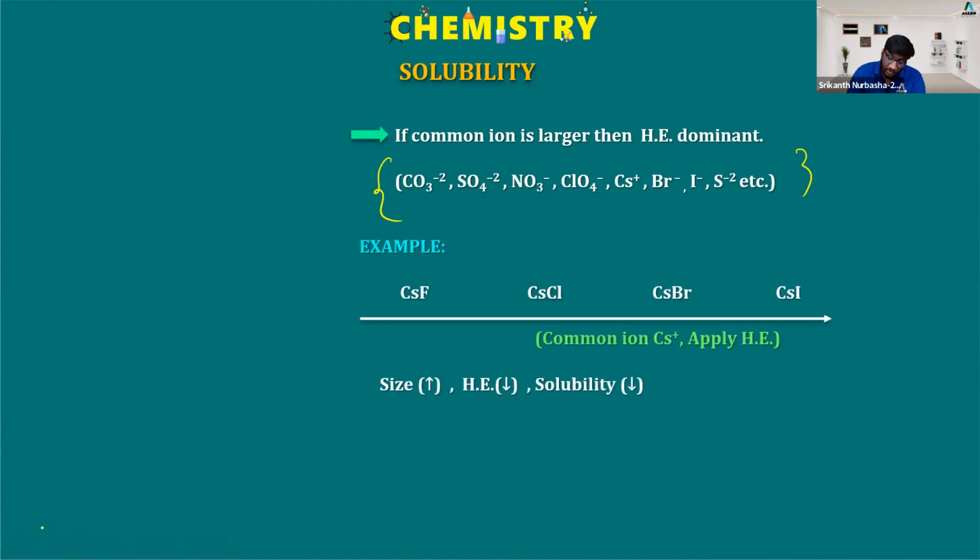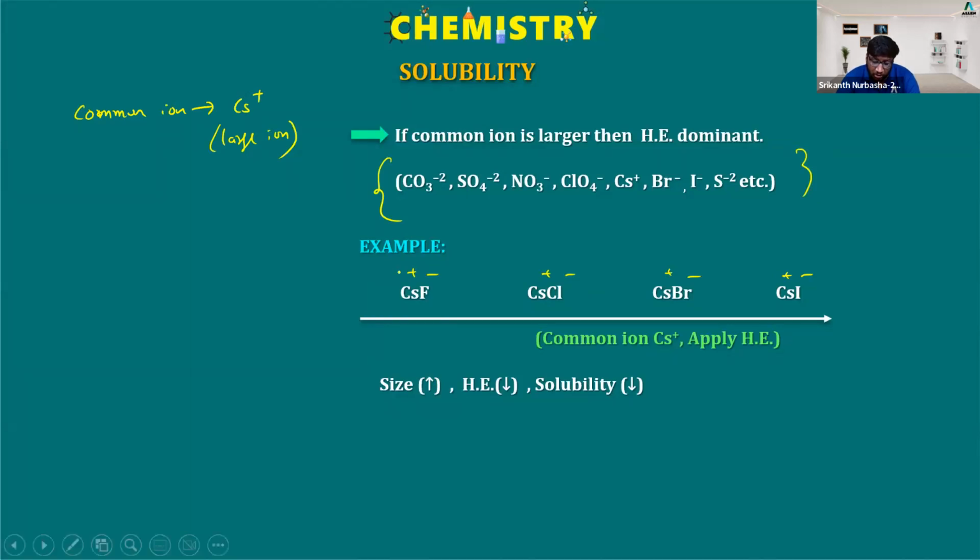Example, take CsF, CsCl, CsBr, CsI. Everywhere you have Cs plus F minus, Cs plus Cl minus, Cs plus Br minus, Cs plus I minus. What is the common ion? The common ion is Cs plus, that is a large ion. So what happened to the size? The charge is the same, Cs plus I minus, everywhere plus 1, minus 1. Size is increasing: F minus, Cl minus, Br minus, I minus.